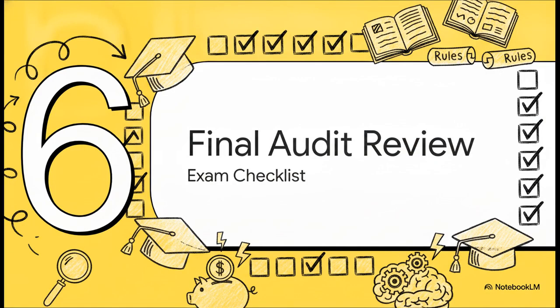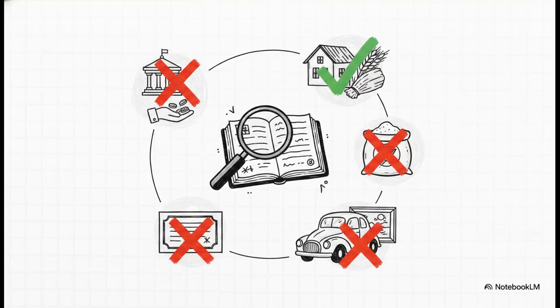The final audit review. Time to check your exam readiness. All right, our audit of the rules is now complete. It's time to consolidate this entire framework into a single exam-ready checklist. As grade 12 students, your board certification relies on your ability to recall and apply these rules without hesitation. So let's lock in our 5 definitive precautions.